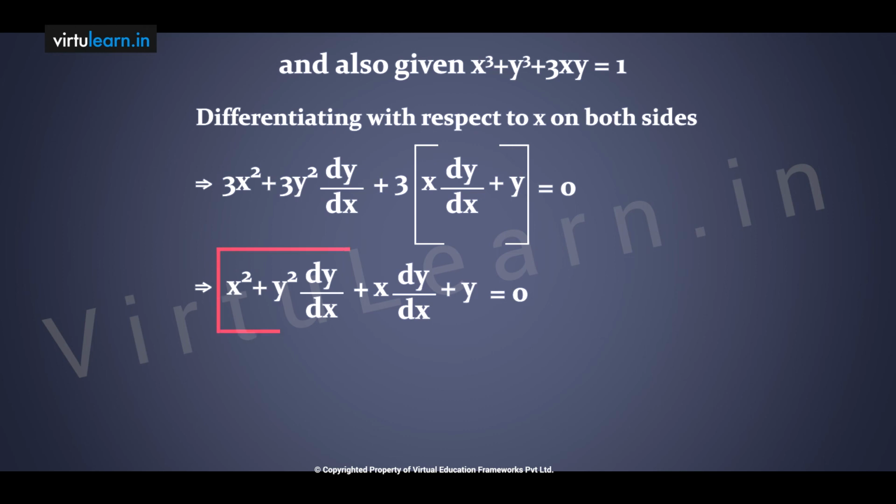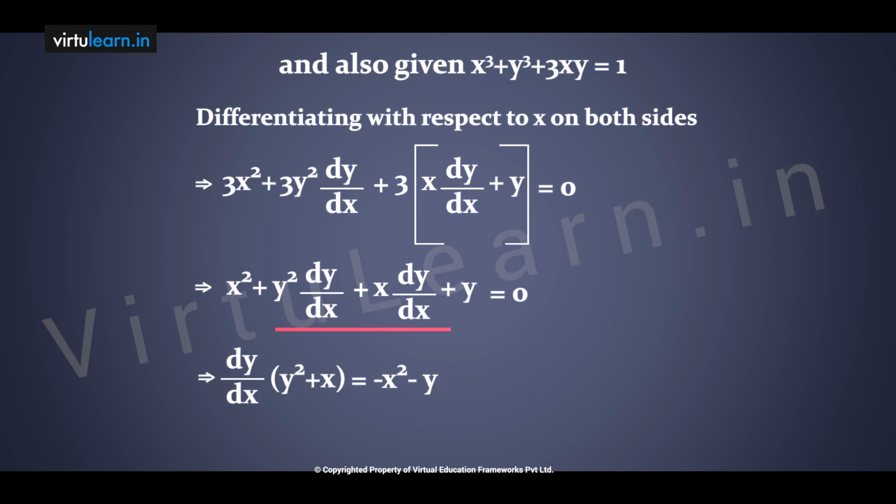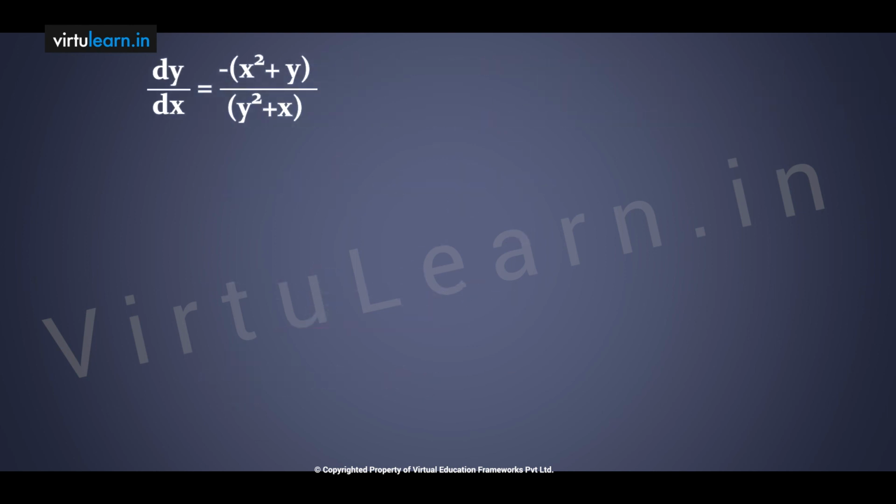x square plus y square dy by dx plus x dy by dx plus y equal to 0. Now I underlined two terms. From these two terms you can take dy by dx common. When you take dy by dx common, it becomes dy by dx into y square plus x equal to, the remaining terms you send that side, minus x square minus y. Therefore, dy by dx equal to minus of x square plus y by y square plus x.